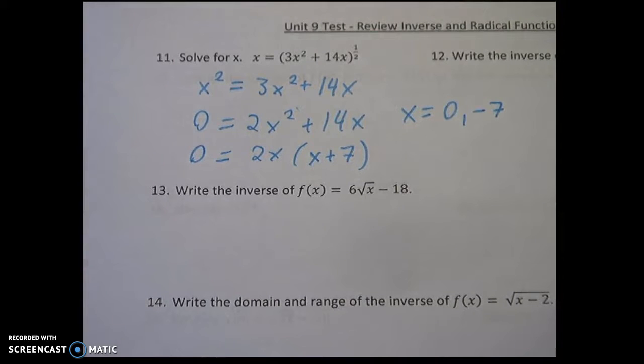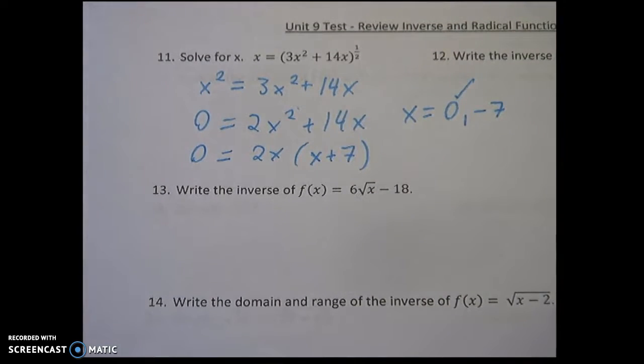But we need to double check that both of them work because one of them might be extraneous. Remember that fun word, extraneous? When you plug a 0 in there, 0 squared is 0, times 3 is 0, plus 0 is 0. So 0 plus 0, the square root of 0 is still 0. That equals 0. The 0 checks.